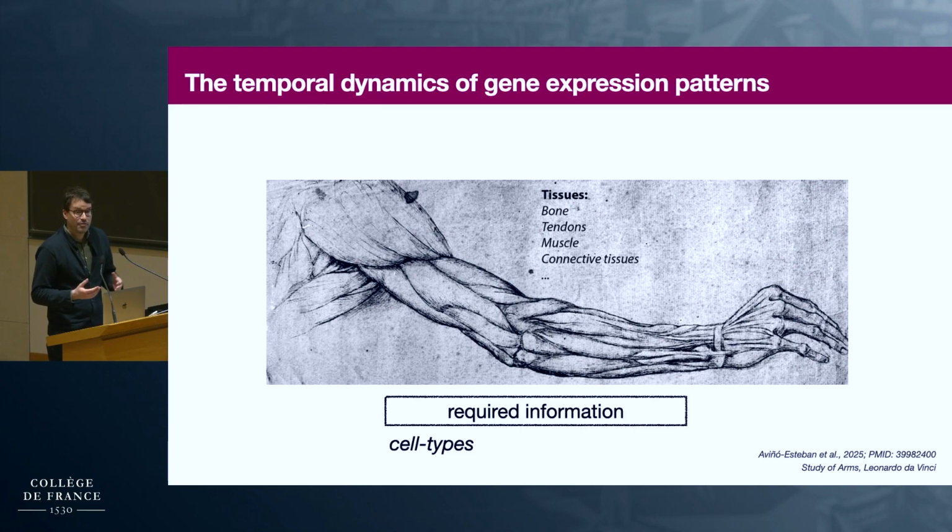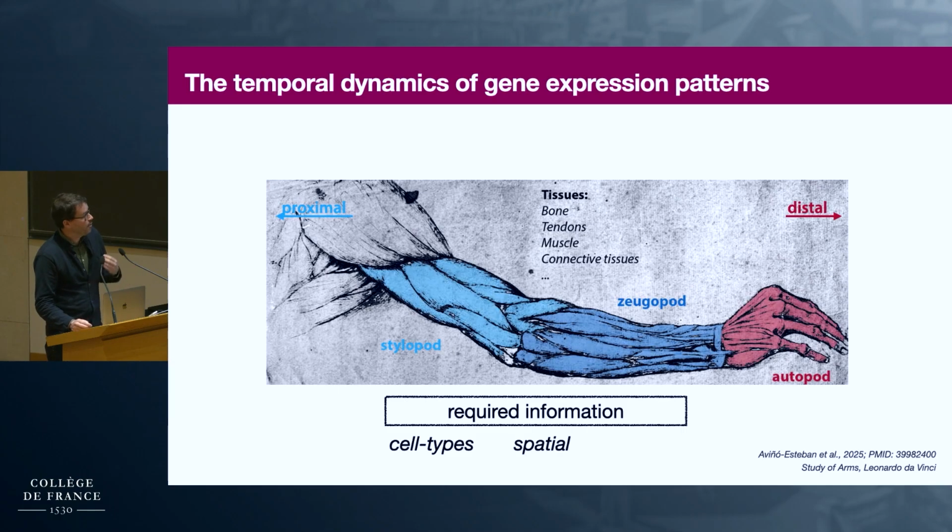First, you need specific cell types that populate the limb: bone, tendon, muscle tissue, connective tissues. We also have a lot of very transient cell types that exist only for some time in development. Of course, these cell types have to be organized, so there is also spatial information to put all of the cell types in the right place. And finally, the limb, as all other organs, is a growing organ, so there is a temporal aspect to how all of this information is set up progressively in development.